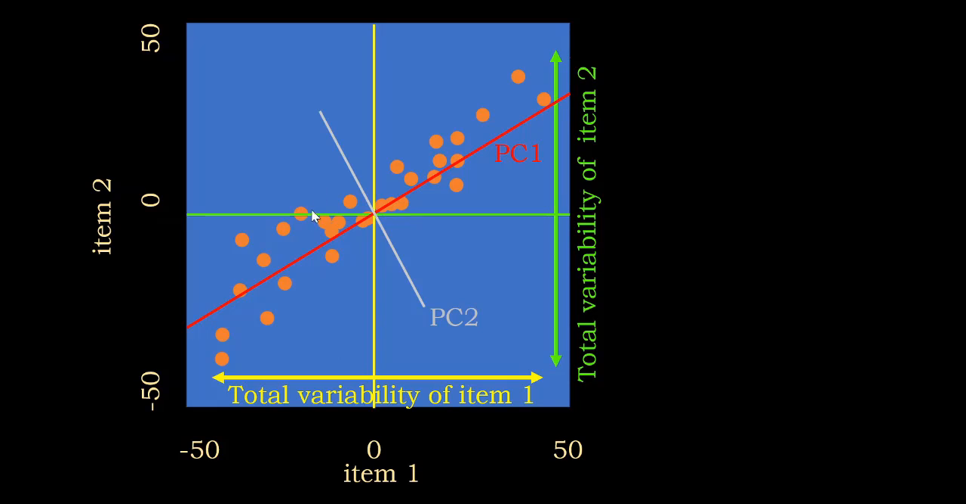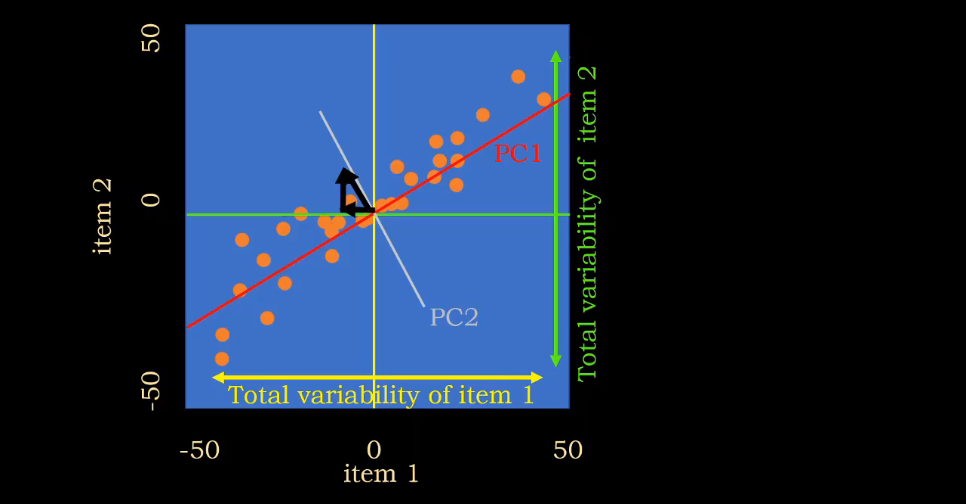And now the other characteristic is that it has to be perpendicular to principal component 1. So this line is perpendicular to principal component 1. That means that there is a 90-degree angle here and a 90-degree angle there. And that's it. That's principal component 2. Now we do exactly the same measurements that we did with principal component 1.